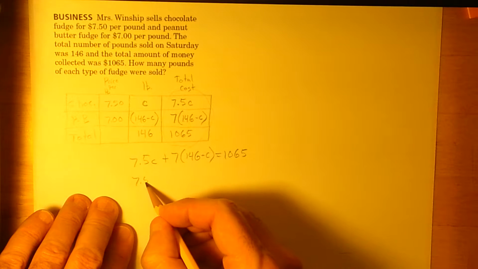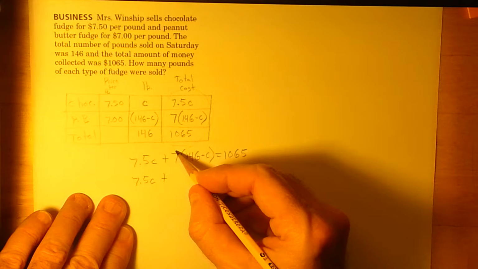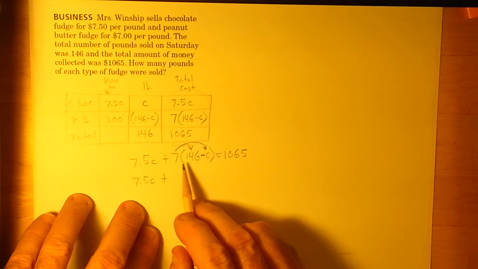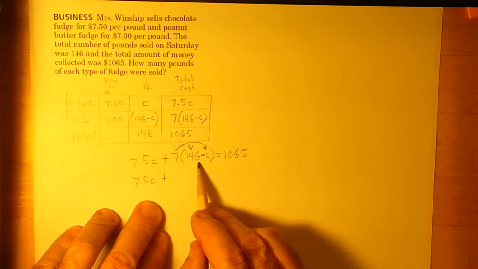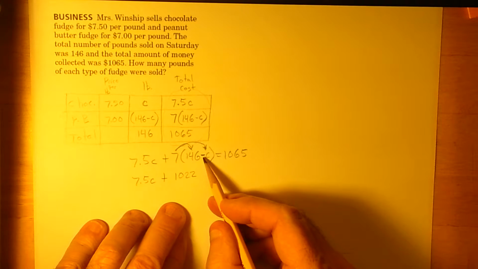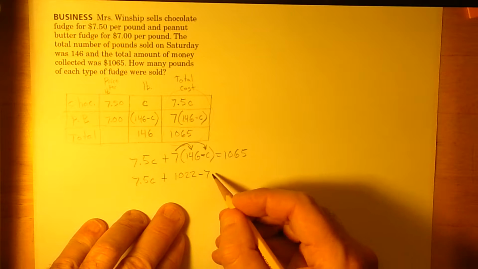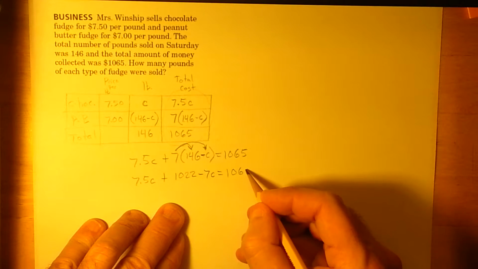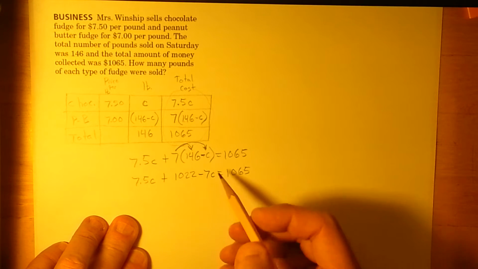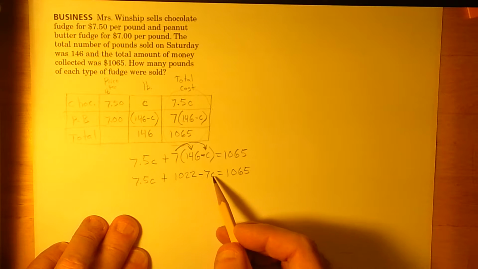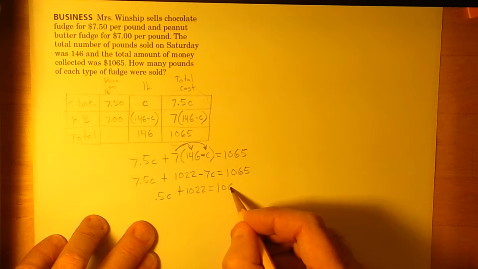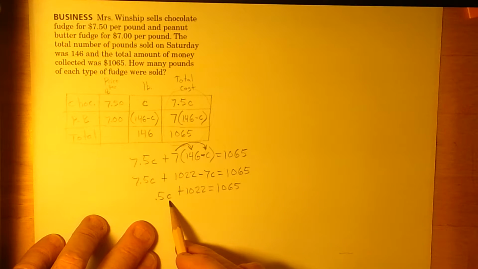We bring down the 7.5C plus, now we have to distribute this 7, and we'll pay attention to the minus sign. Let's not forget our minus. 7 times 146 is 1,022, and then we have minus 7C equals 1,065. Now we combine like terms. We have 7.5 C's minus 7 C's, which is 0.5C, plus 1,022 equals 1,065.